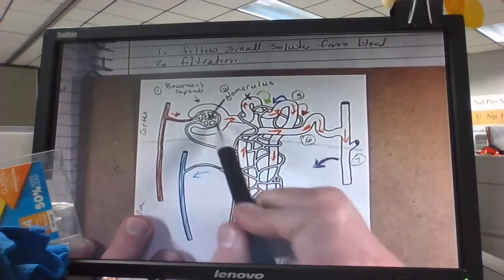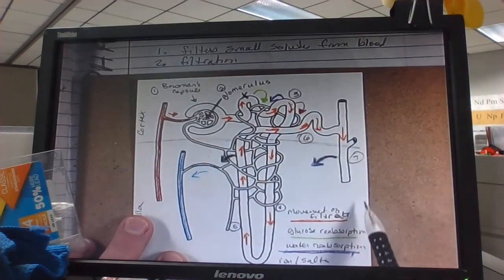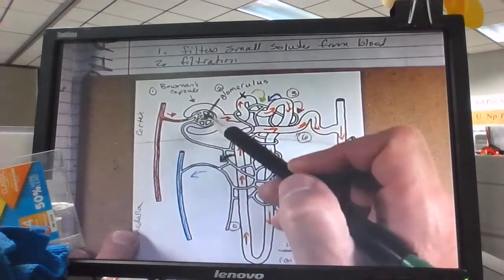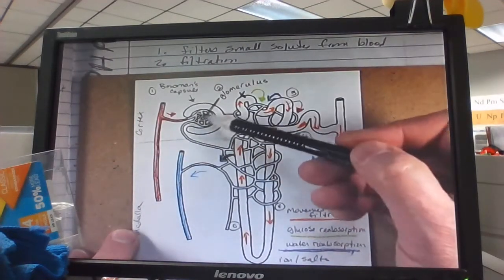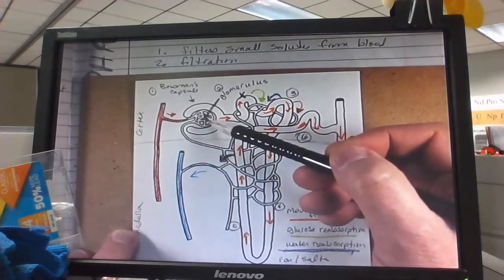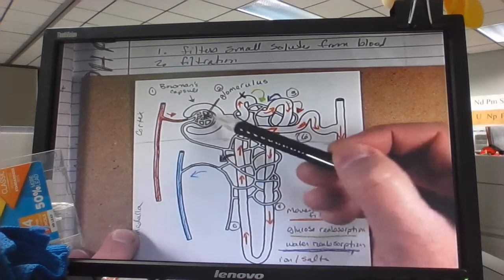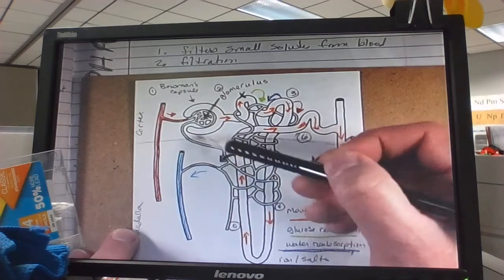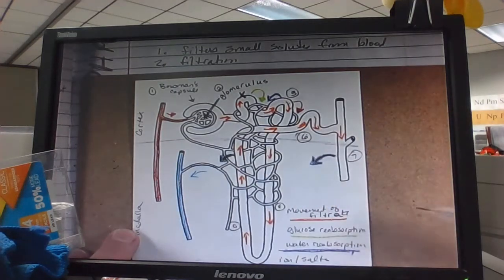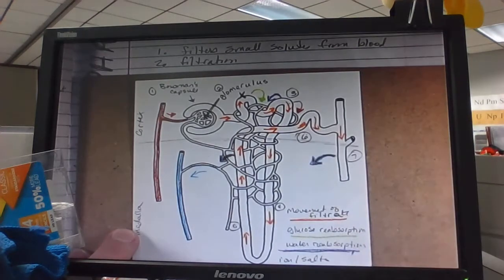All right, so number 1, this is Bowman's capsule, and this is where filtration is going to take place. So blood is moving in from the renal artery. The network of capillaries are called the glomerulus, and this is filtration that's happening, and then anything that's filtered, the filtrate moves into this tubule and then is going to be processed through the rest of the nephron. So the orange arrows show the path of the filtrate, the movement of the filtrate.